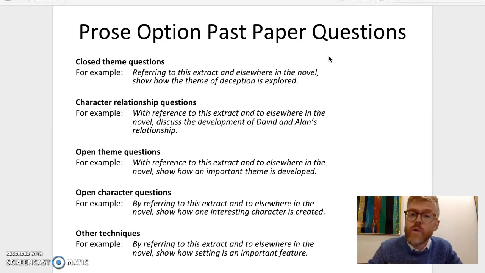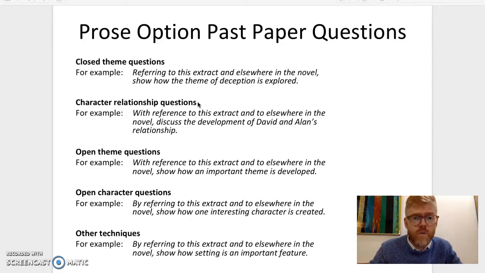So closed theme questions can often be asked, referring to this extract and elsewhere in the novel, show how the theme of deception is explored. So again, you're given a theme, just like in a closed character, you're given a character. In a closed theme, you're given a theme. Here the theme is deception, and you have to follow that through if you want to get the marks.